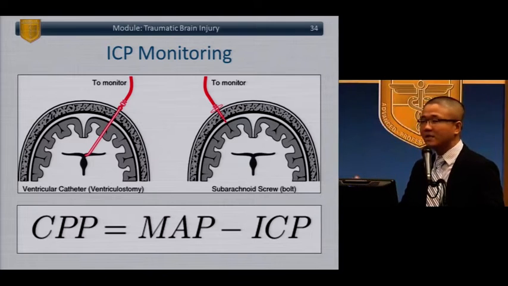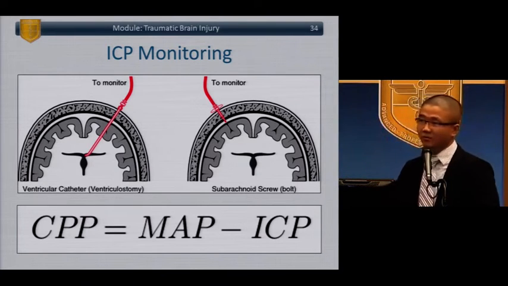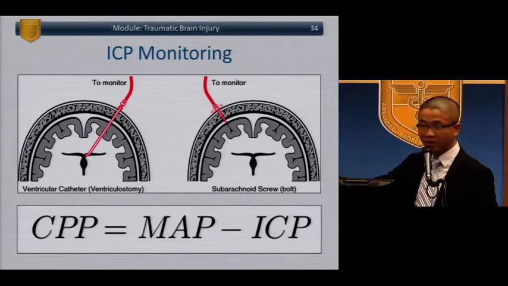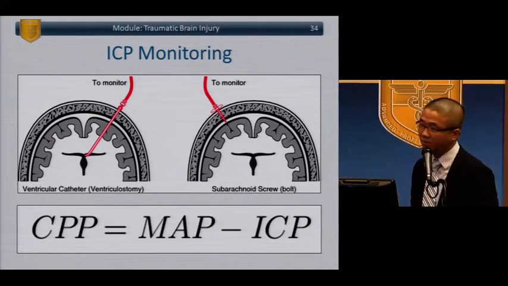But the idea is that if we're to treat to a cerebral perfusion pressure, then we need ICP monitoring, right? So we know half of the equation. We know the MAP. We don't know the ICP. So that's one of the indications for ICP monitoring. Okay?